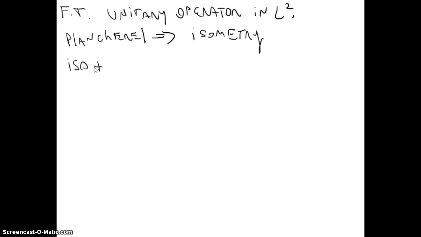Okay, so with Plancherel's theorem, we know that the Fourier transform in L2 is an isometry. And if we have an isometry that also is surjective, then this will give us a unitary operator.